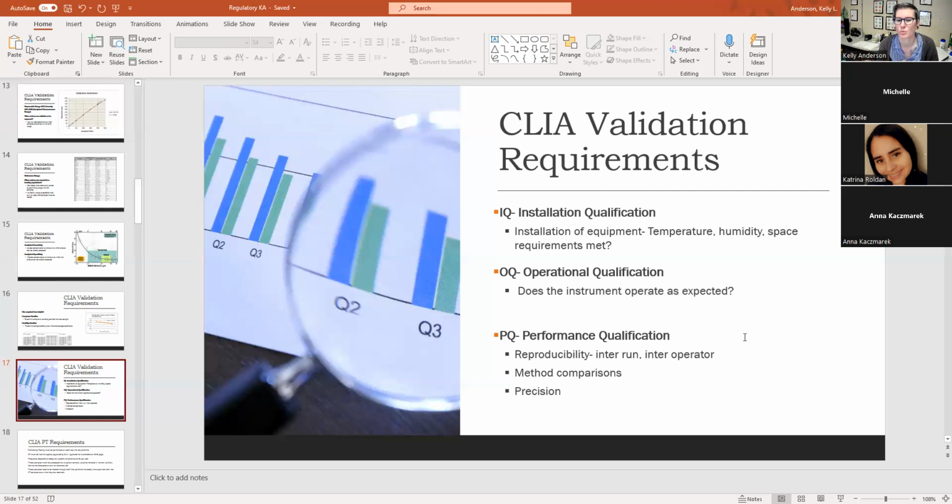And then you want to do reproducibility. And when you're doing that, you want to look at inter-run and inter-operator. Make sure that all your techs are getting the same results. And if you run a sample in the morning and then 2 hours later, you're getting reproducible results, and then precision as well.